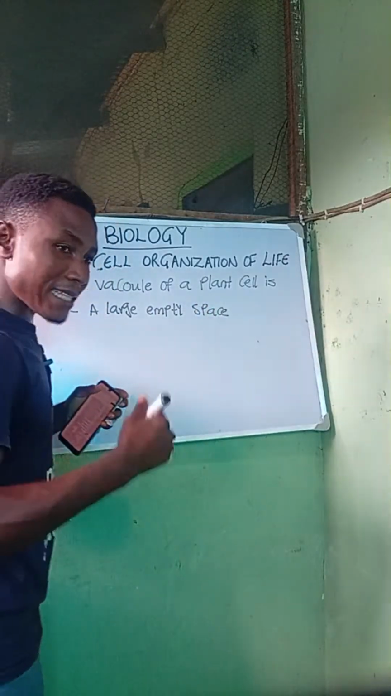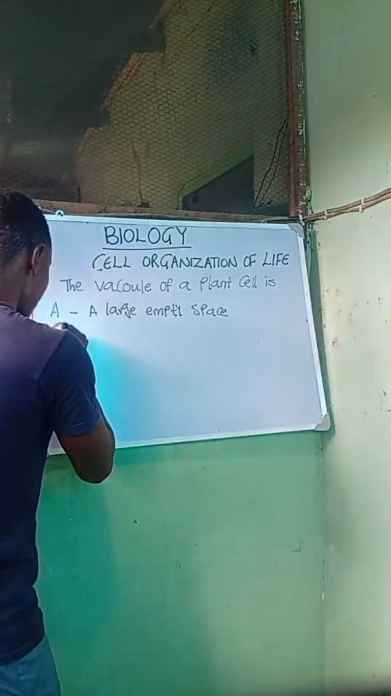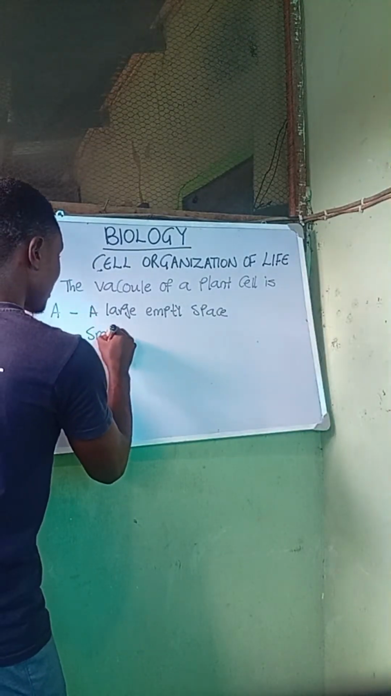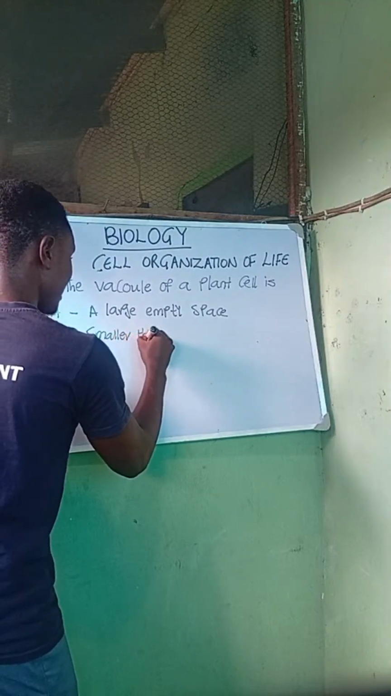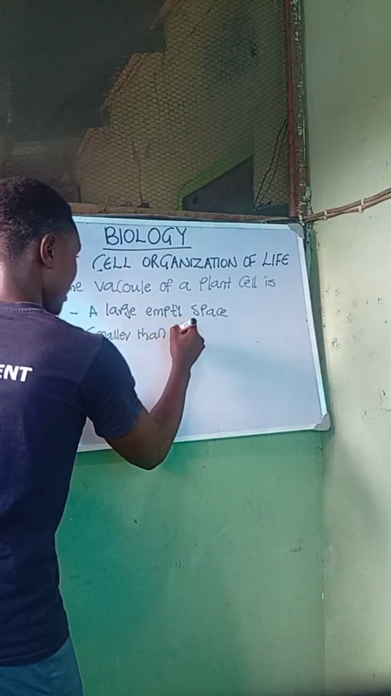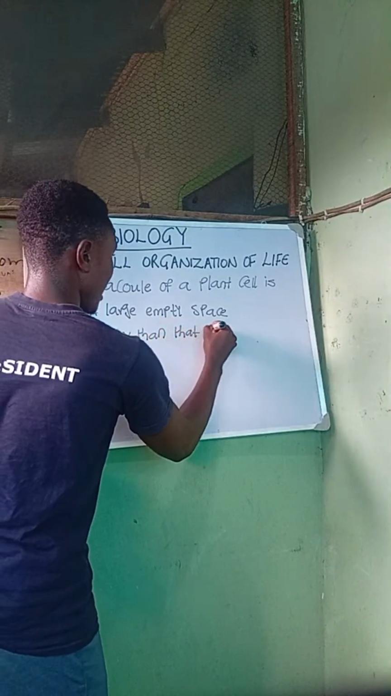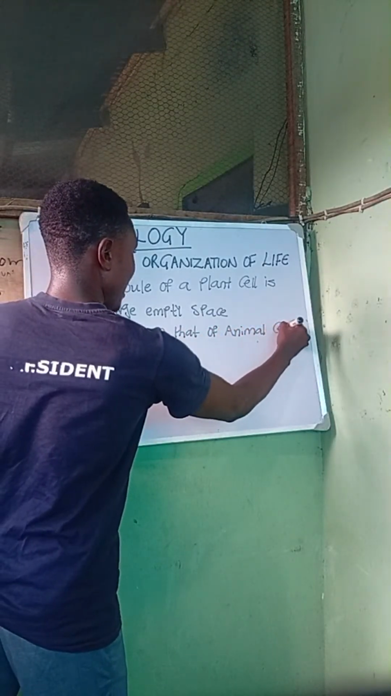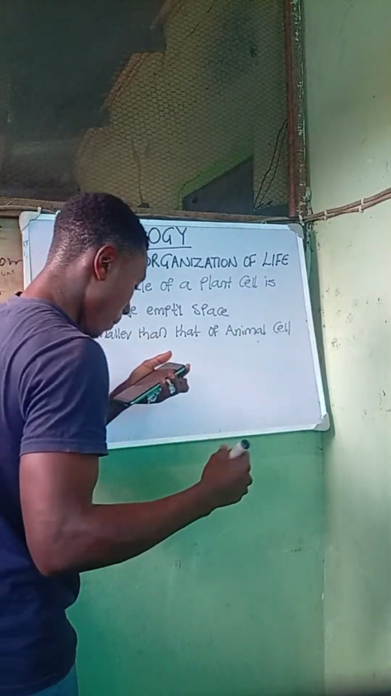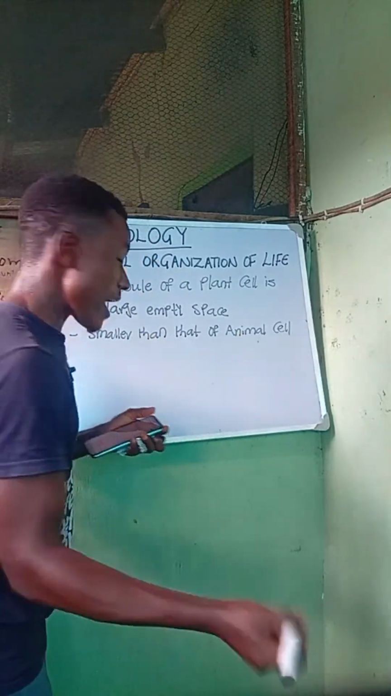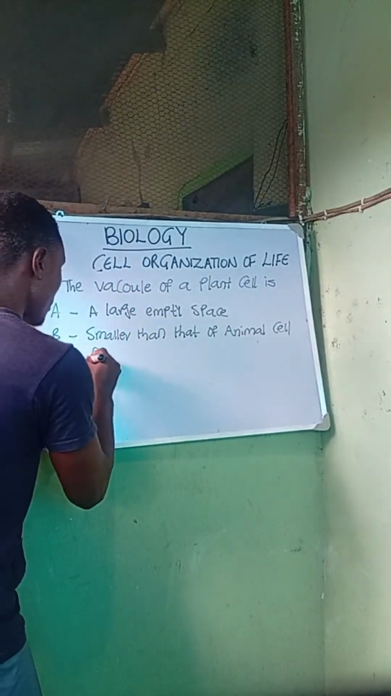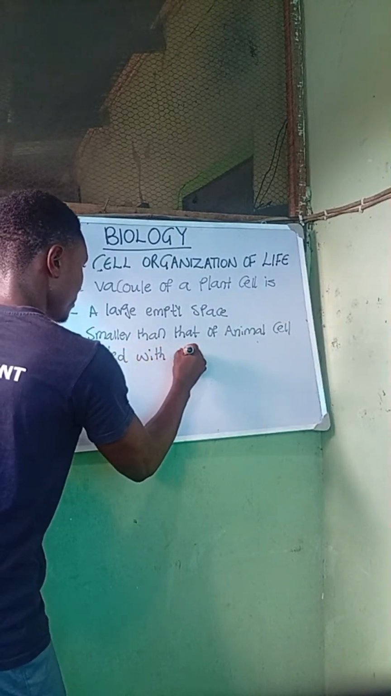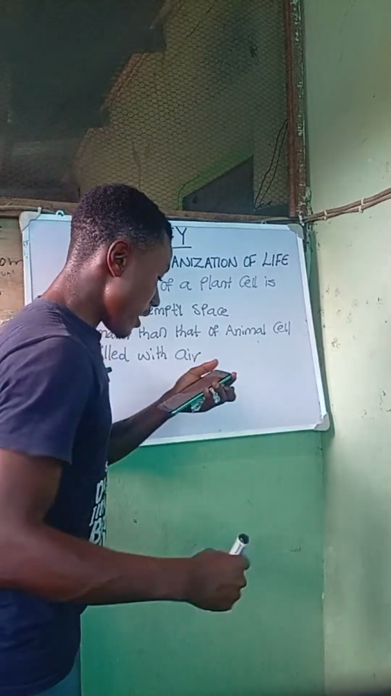The vacuole of a plant cell, is it a large empty space? B says smaller than that of animal cell. Smaller than that of what? Animal cell. C says it's filled with air.